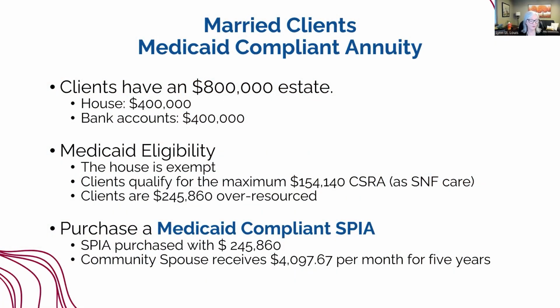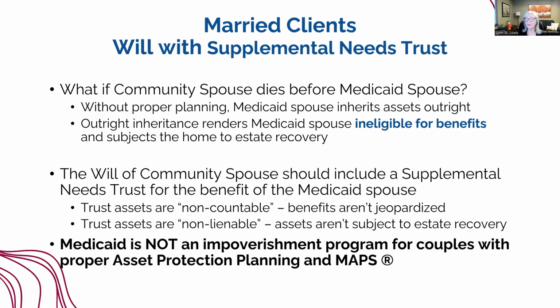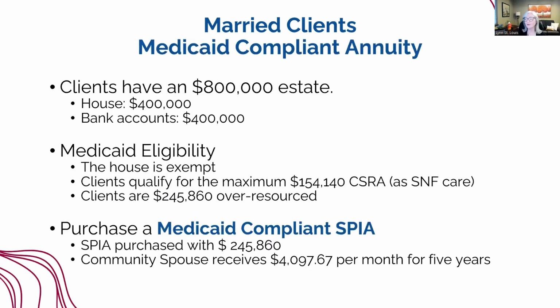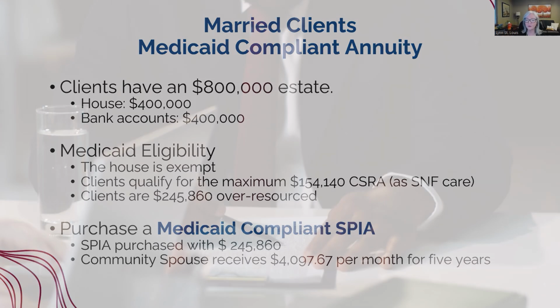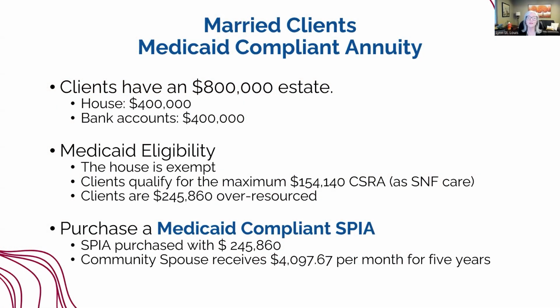So the result is that by buying the annuity, this couple gets to keep all of their money, no spend down. It may say that the couple in the rules can only have $154,000, but they can have $154,000 plus $245,000 in an annuity. So that is a very powerful tool, and I want to make sure that people are aware that Medicaid is not an impoverishment program for a couple if you know what the rules are.